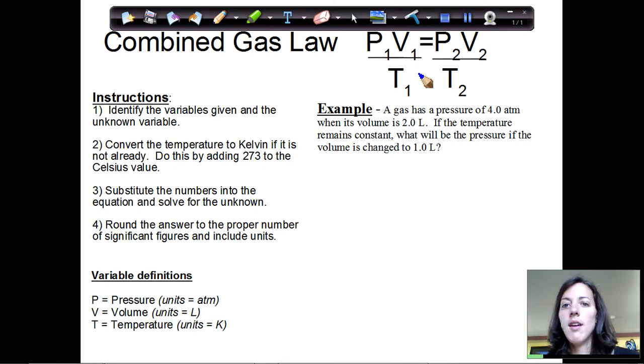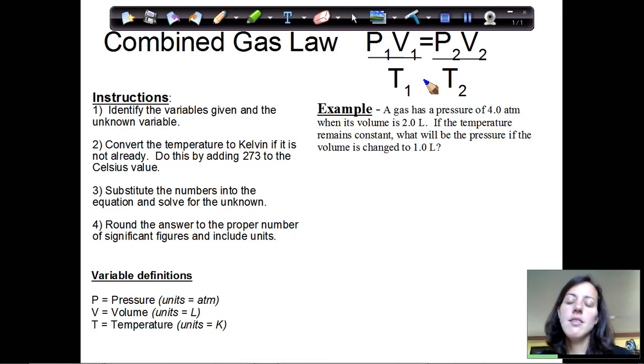So gases have predictable behavior, and if you know the pressure, volume, and temperature, or a combination thereof, you can accurately predict the unknown using this equation if you were to make some type of change.